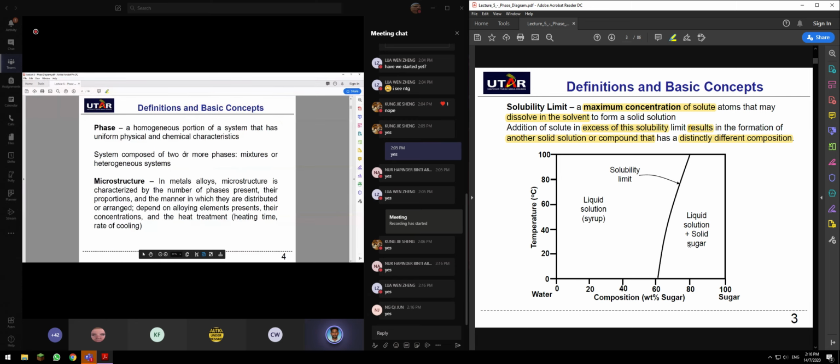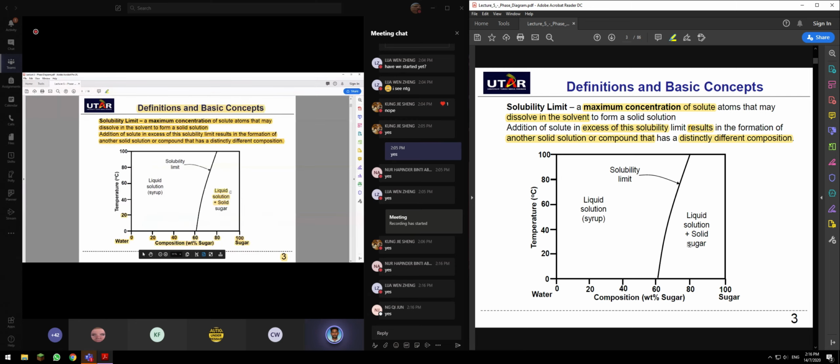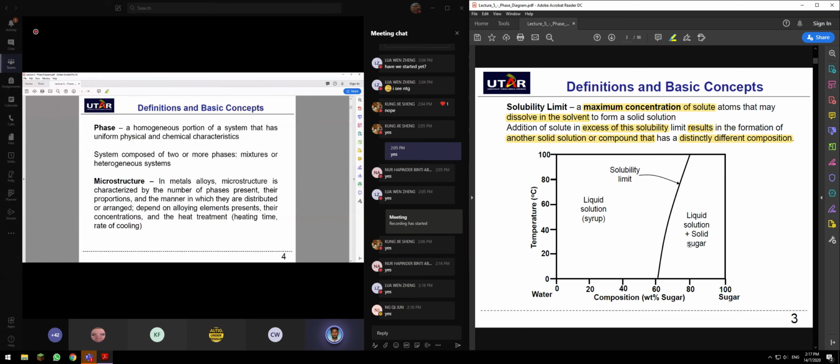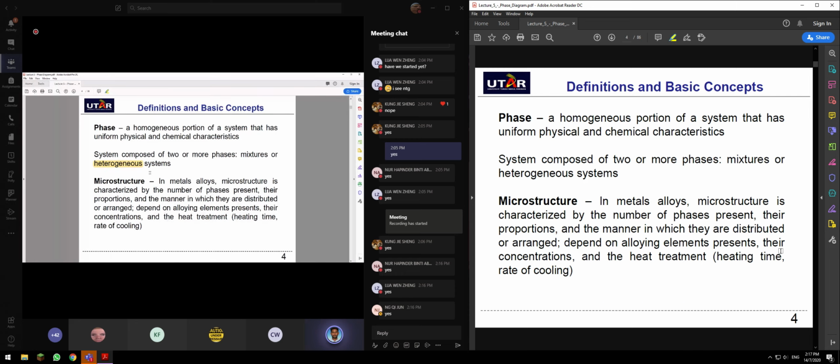So now, I told you here we have one phase. Here we have one phase. Here we have two phases, right? So what is phase? A phase is a homogeneous portion of a system that has uniform physical and chemical characteristics. A system composed of two or more phases, we call that a heterogeneous system. So all the compounds in this world are heterogeneous. Pure is homogeneous. A mixture of two compounds is heterogeneous.